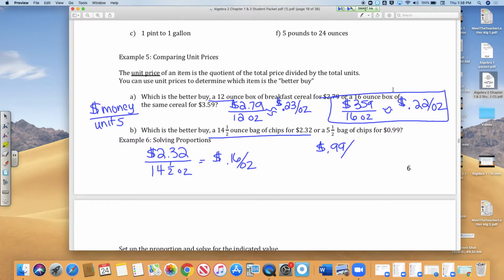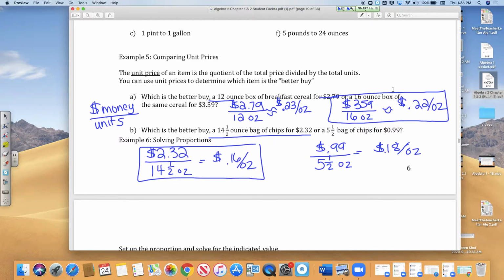Oh, I should divide it the other way. It doesn't matter, but I did it this way for the first one. So 99 cents divided by 5.5 ounces. Now this says 5.5 bag of chips, but the ounces is missing. All right, so when we do that, this ends up being 18 cents per ounce. So the better buy in this one would be this, since this is the cheaper unit when we're looking at it per ounce.